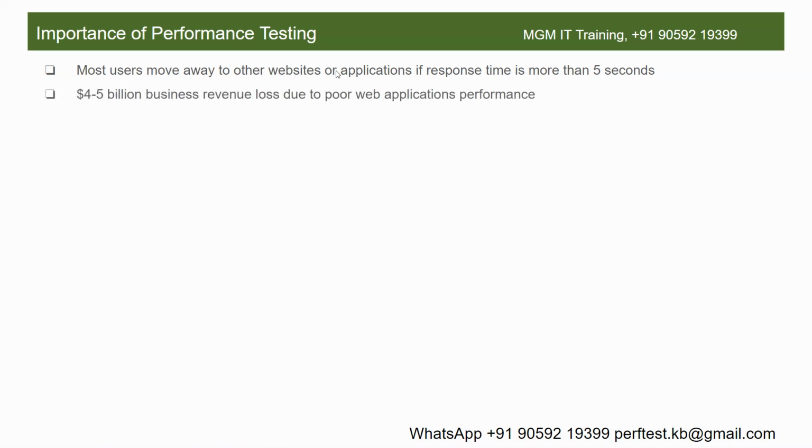So what happens? Whatever website is not working, that business will lose business. And at the same time, that business goes to your competitor, isn't it? And once a user moves to another website or application, he may not come back to you very soon. He may continue using that competitor's website. Yes or no?